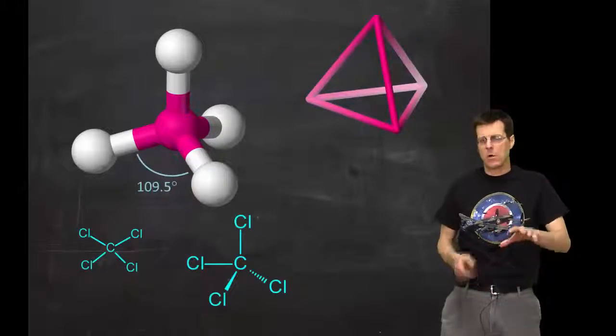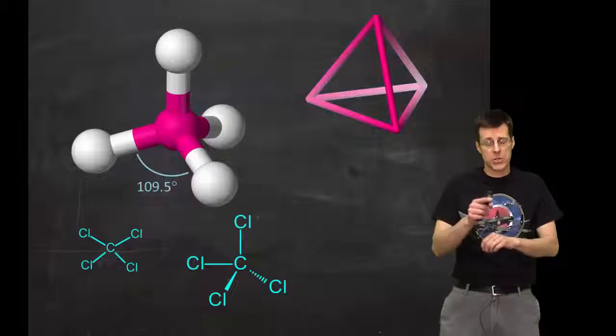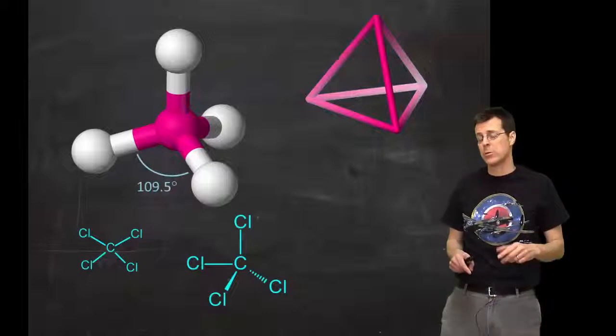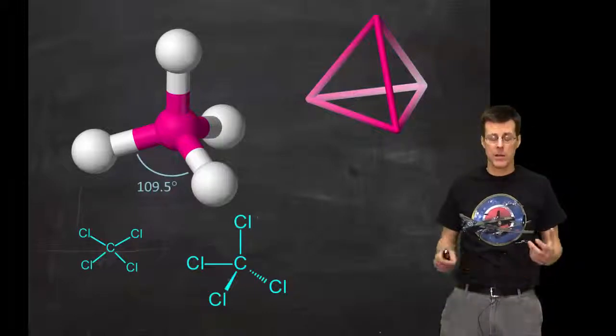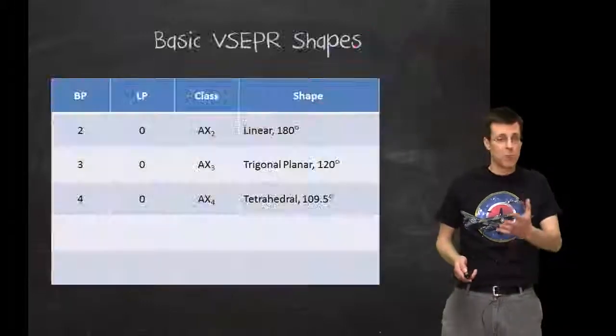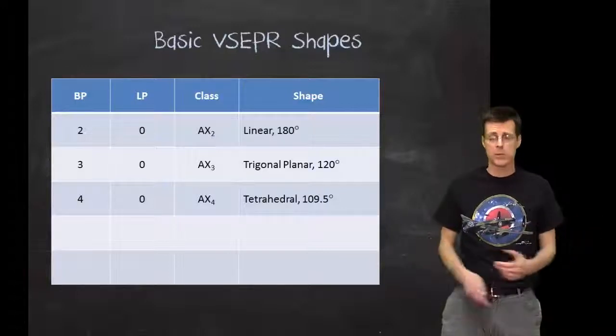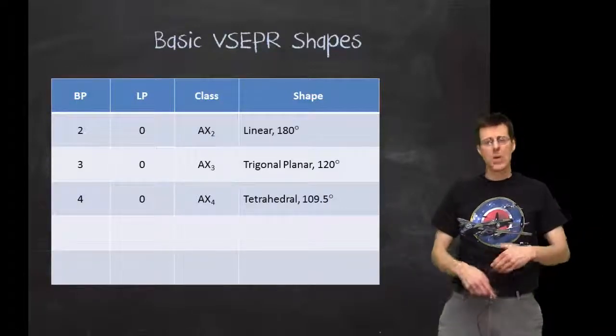If you put the carbon in the center of this geometric shape and put the chlorines in the points, you would end up with this mathematical geometric shape called a tetrahedron. So we borrow parts of that name and we call it tetrahedral for our molecular shape. And we'll move on to the next one.